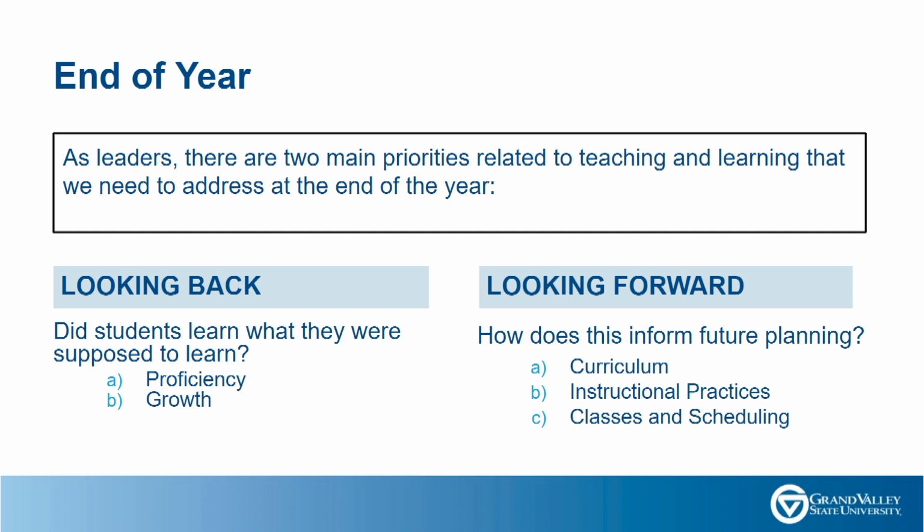And then we're also looking forward. What do we need to do to be better next year? How do the instructional trends that we're seeing through these reports inform future planning, such as curriculum decisions, instructional practices, and even classes and scheduling for the upcoming school year?